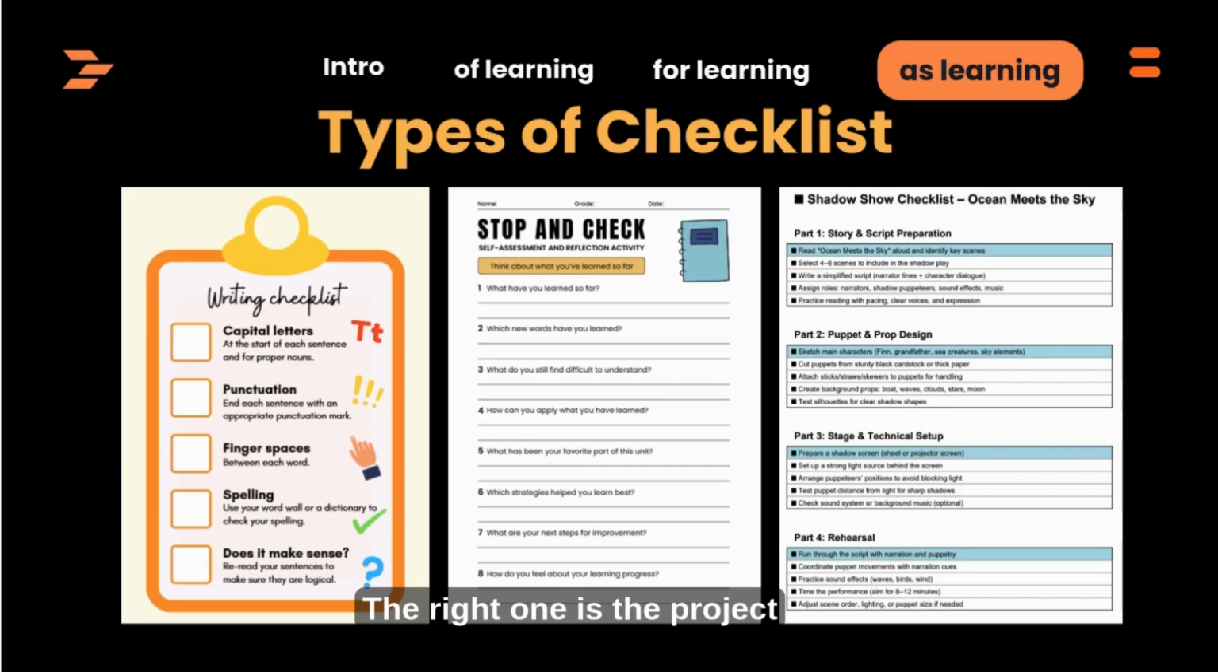On the right is a project checklist for a shadow show in a task-based classroom. This checklist breaks down a performance project into steps: story and script preparation, costume and prop design, stage setup, and rehearsal, helping students stay organized and complete tasks step by step.